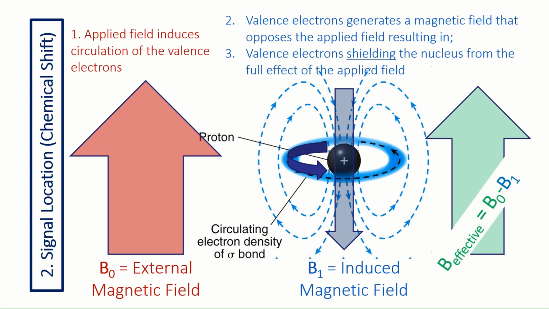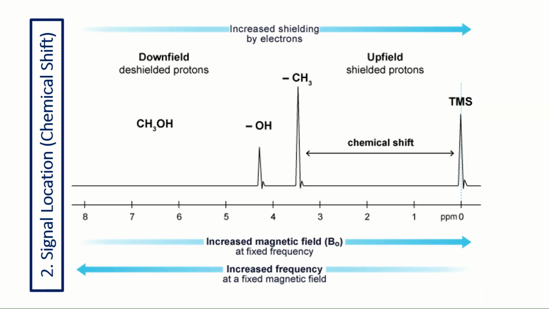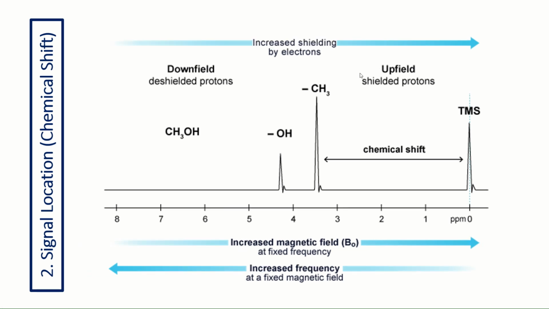is less than your applied field. And so therefore, because it is less, then of course it will resonate at a lower frequency. We say that it is shielded. So the more electrons you have around your nuclei, then the more shielded your nuclei is. So for example, herein you see a summary of exactly what happens in shielding.